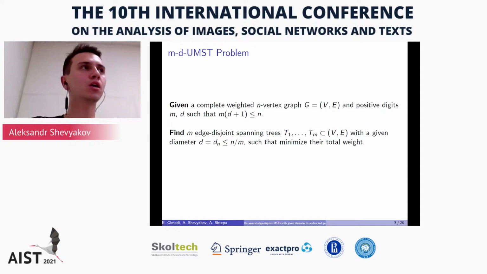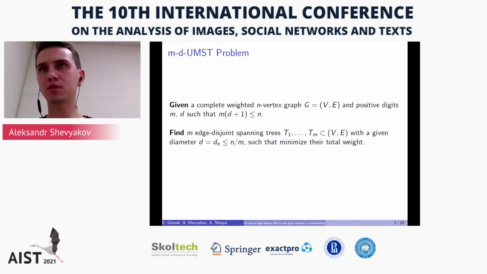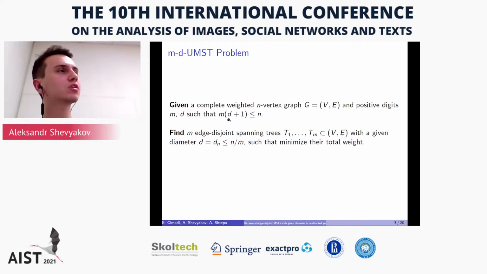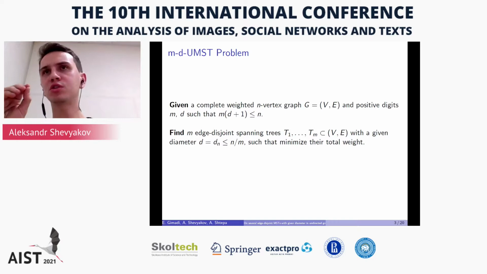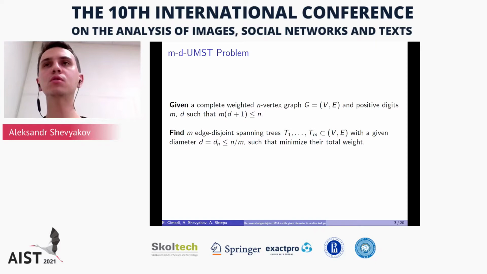So let us state what our problem is. We have a complete weighted graph with n vertices and positive integers M and D such that this inequality holds. Here M is the number of trees and D is their diameter. Our goal is to find M edge-disjoint trees on that graph such that each tree has a given diameter D, where D is a function of n, the number of vertices, and our goal is to minimize the total weight of these trees.